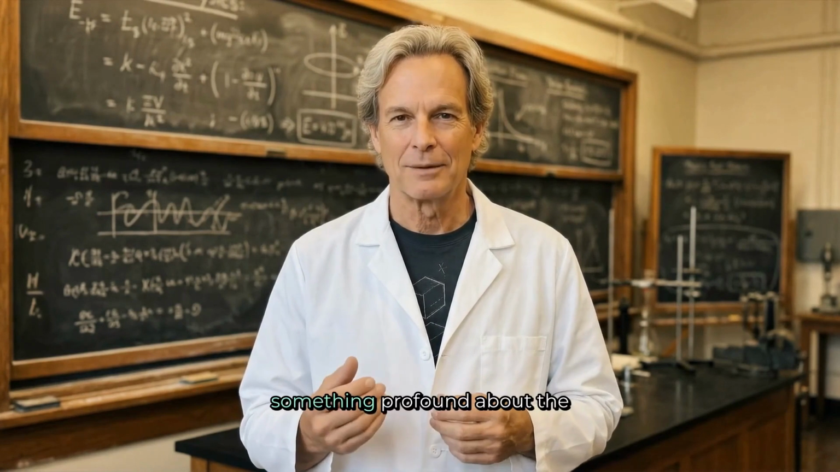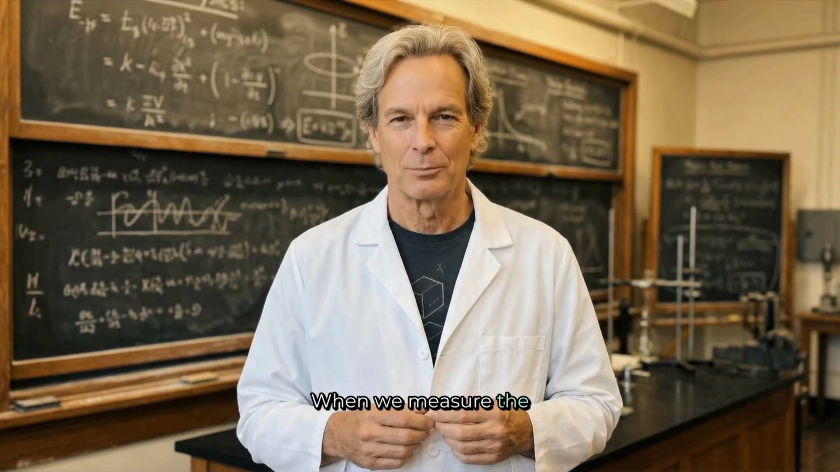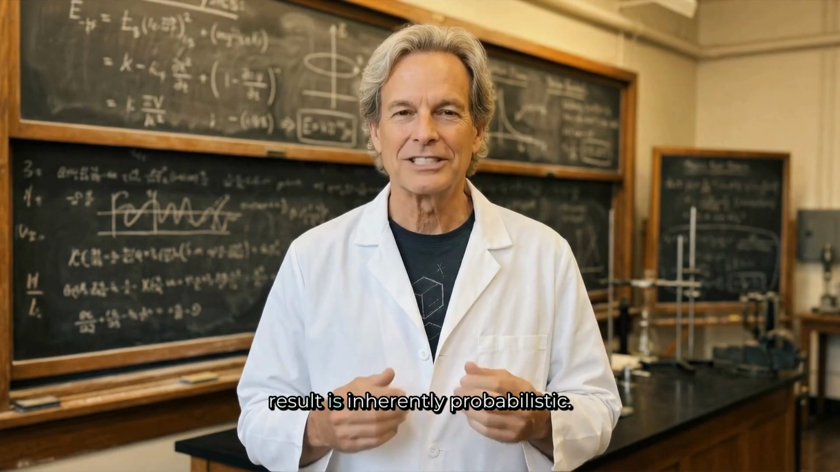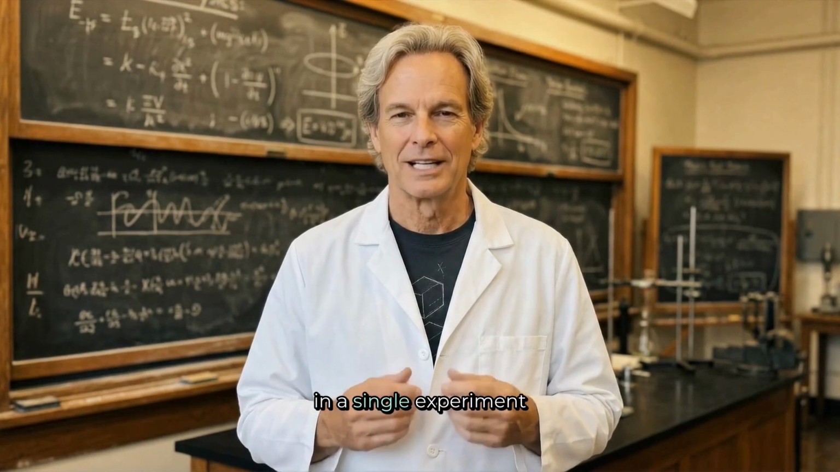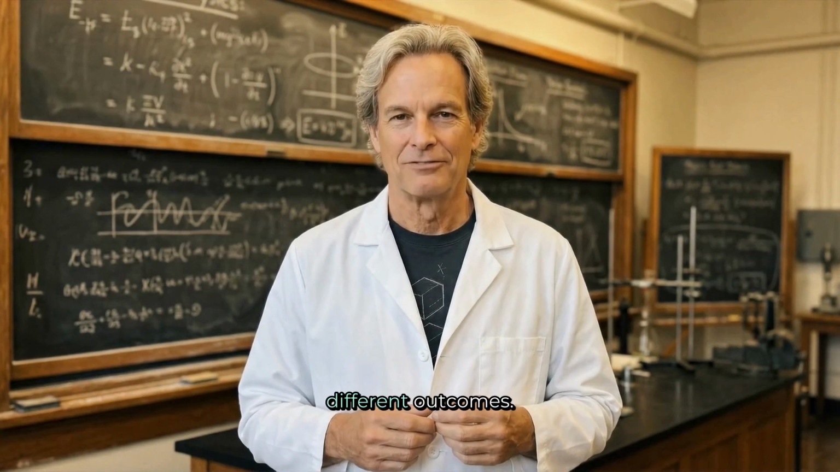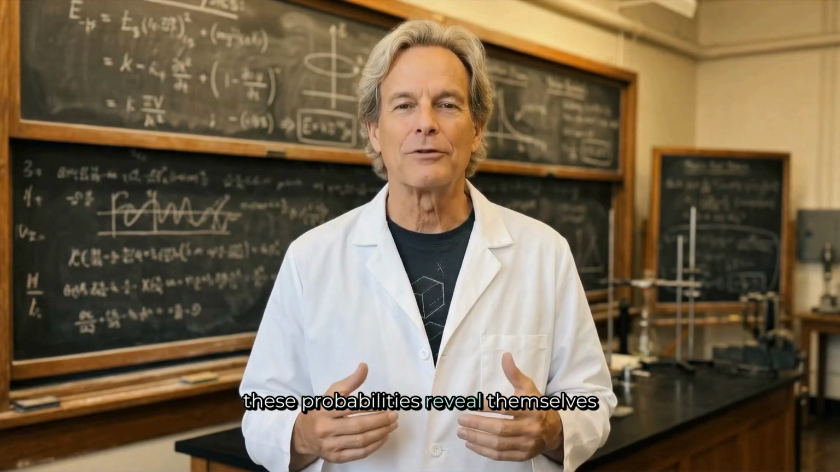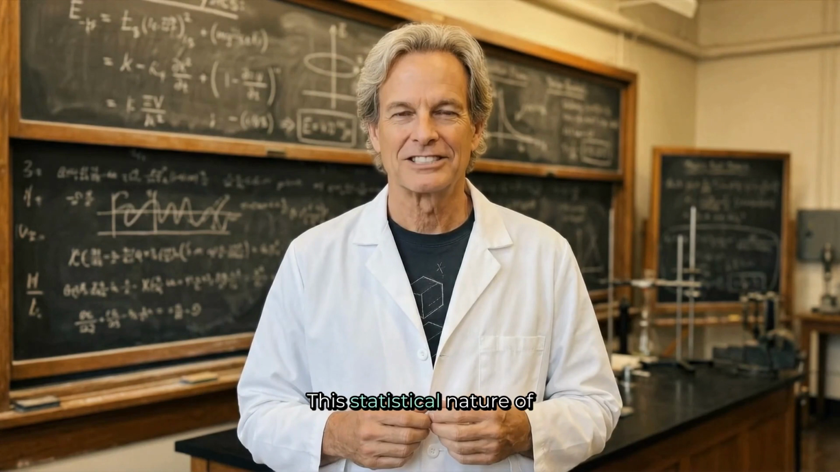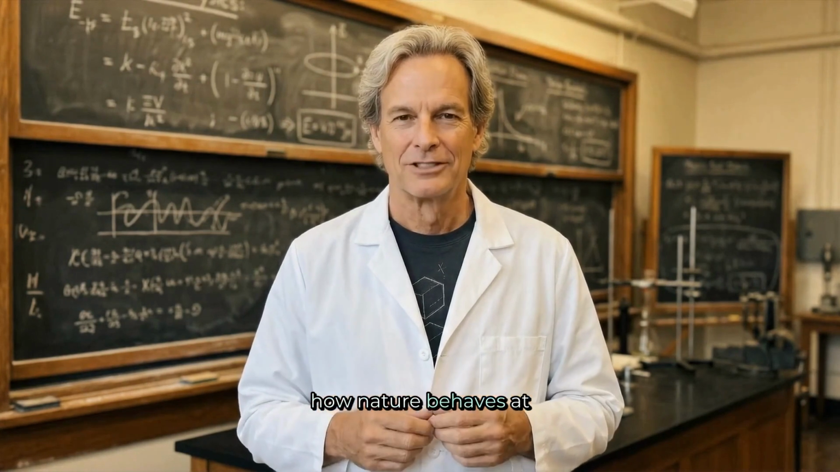QED also teaches us something profound about the nature of measurement. In the quantum world, the act of observing a system influences its behavior. When we measure the position or energy of an electron, we are forcing it into a particular state, and the result is inherently probabilistic. QED does not predict exactly what will happen in a single experiment, but provides probabilities for different outcomes. When the same experiment is repeated many times, these probabilities reveal themselves as stable patterns that can be compared with theoretical predictions. This statistical nature of prediction is not a limitation of the theory, but a reflection of how nature behaves at small scales.